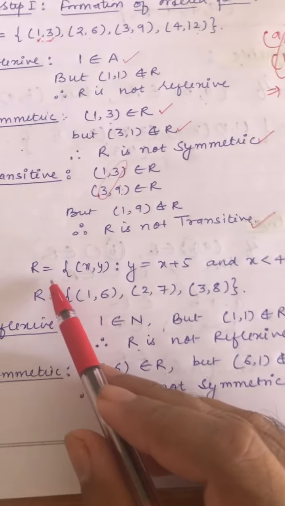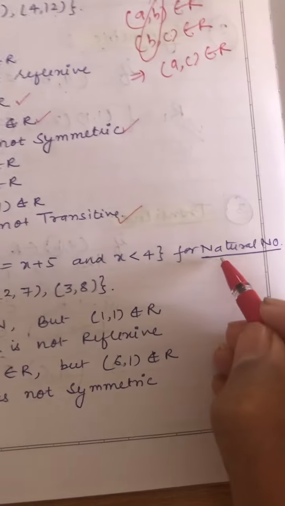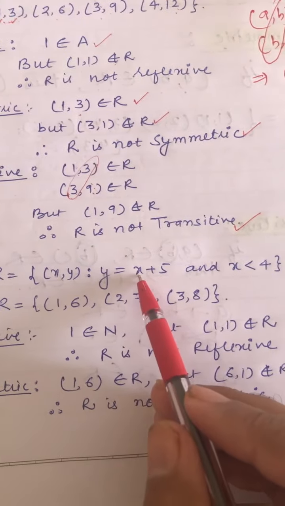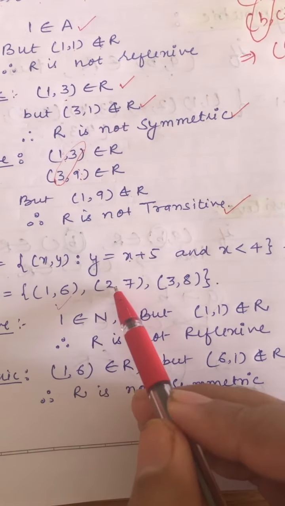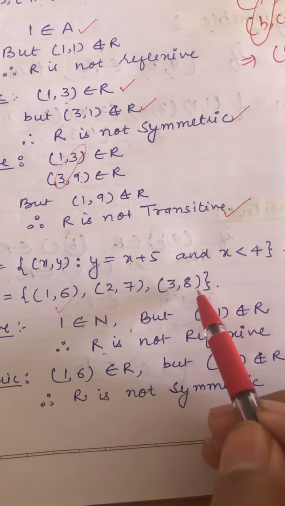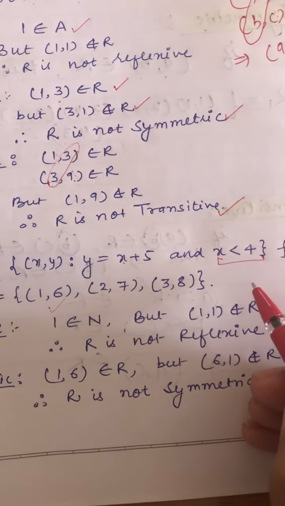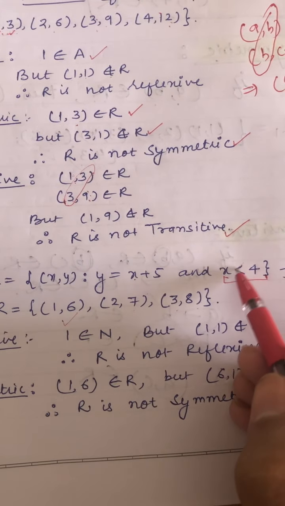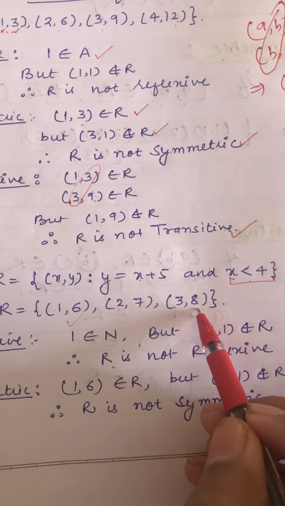Similarly, the second part of this question. This is the relation, and this relation is defined on the set of natural numbers. All natural numbers, 1 to infinity. So if I take the first natural number 1, what is the value of y? 5 plus 1, 6. For 2, it will be 7. For 3, it will be 8. We cannot take more than that because it is given that the x value is less than 4. That means all natural numbers which are less than 4. So I will take 1, 2 and 3. So these three elements will come in the relation.